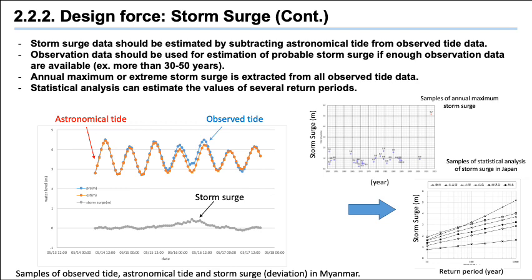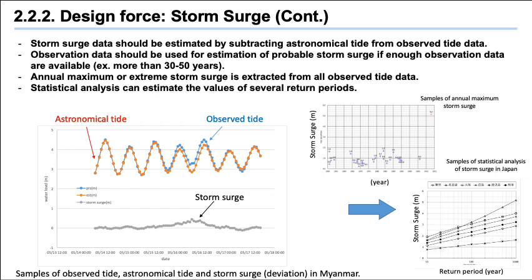Okay, next I'd like to explain how to set the design force of storm surge. So storm surge data should be estimated by subtracting astronomical tide from observed tide data. The left figure shows the sample of observed tide and astronomical tide and storm surge in Myanmar. The orange one is the astronomical tide, blue one is observed tide, and gray is the difference between the two data, that is storm surge deviation.